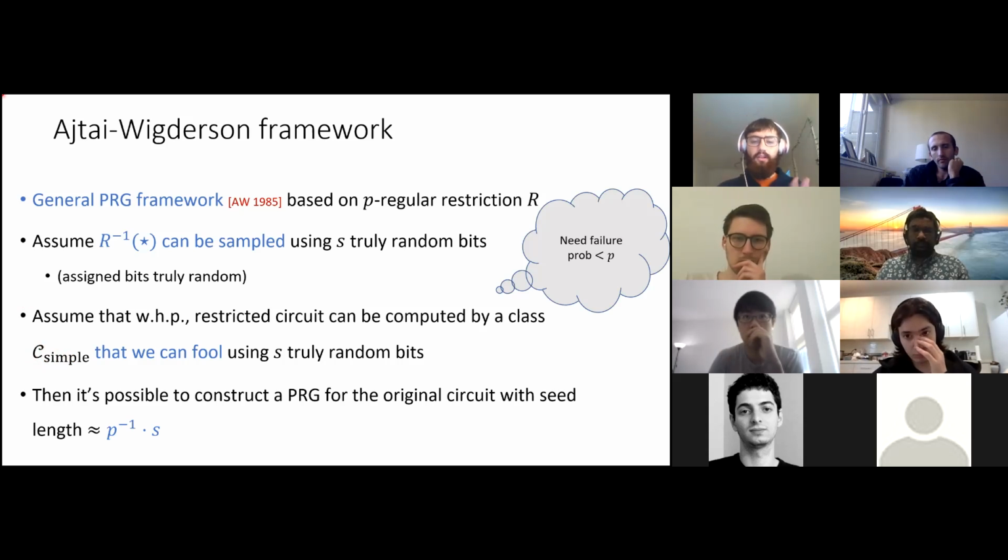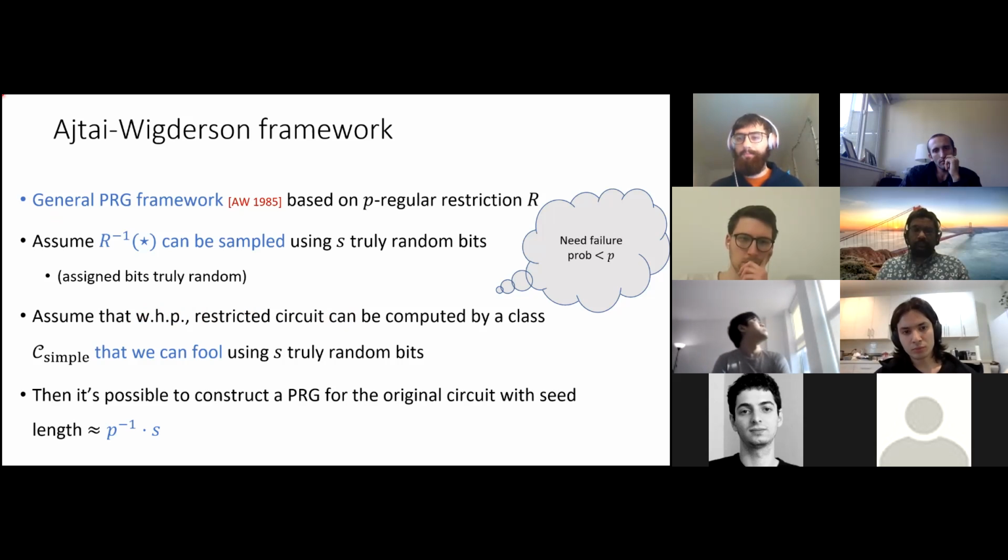Without going into details, I just want to emphasize one thing: in this framework, for this to make sense, this event that the circuit simplifies, the failure probability needs to be smaller than p, the star probability, and that's going to be important for us.